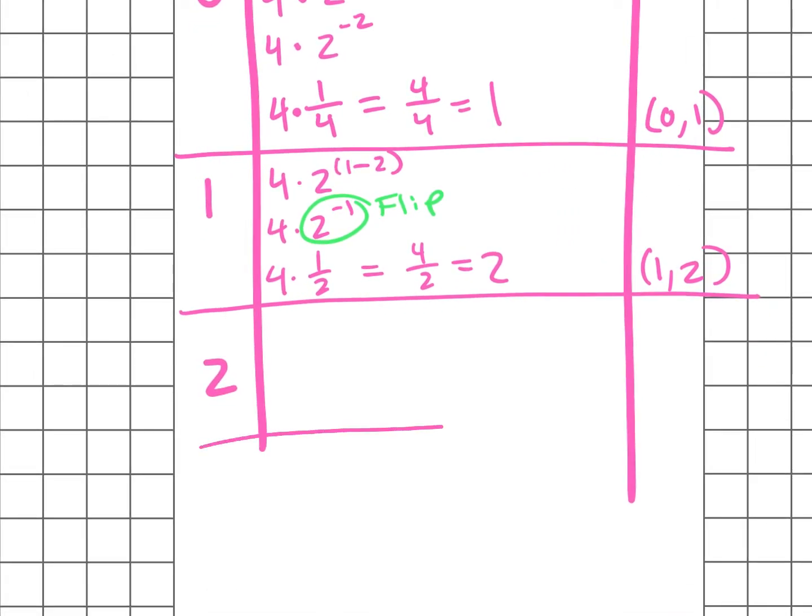And then lastly, we plug in 2. So I have 4 times 2 to the power of 2 minus 2. What's 2 minus 2? 0. And 2 to the power of 0? 1. So what's 4 times 1? 4. So my point here would be 2 comma 4.